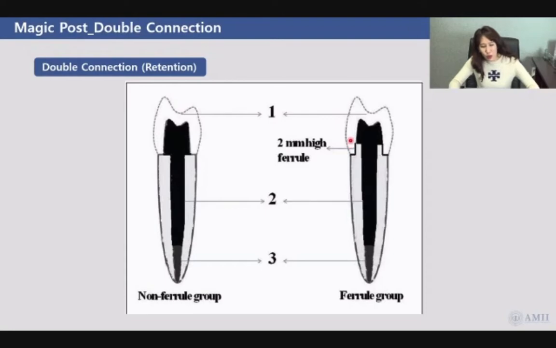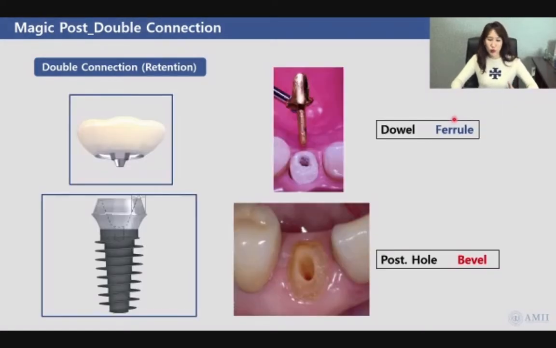So we mimicked, the magic post mimic the shape of 2mm ferrule with the post-core crown. So actually this is what it looked like.